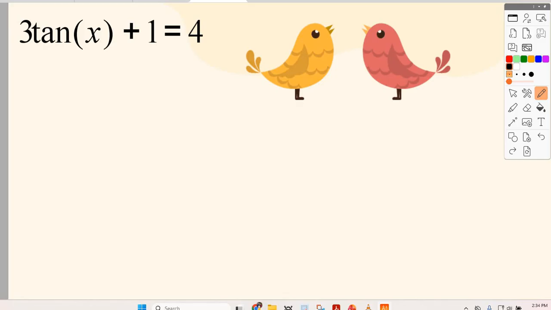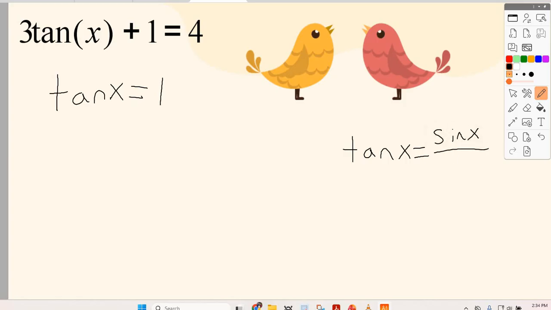So how would I get tangent by itself first? Be careful. You already have a positive 1, so we would need to subtract 1, so we get 3, then divide by 3, and we get 1. So in order for tangent to be 1, what has to happen with our sine and our cosine? They have to be equal, they have to be the same, yeah.